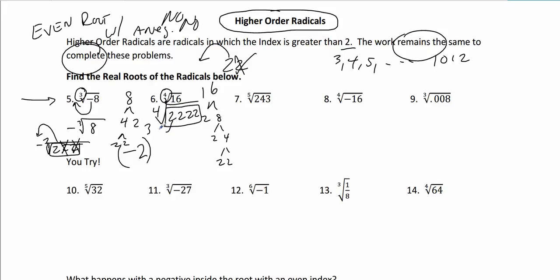So what happens is I take 1 away, and then the other 3 get crossed off, and they're gone. So the fourth root of 16 is just plain 2. That is just a 2. Okay? Number 7 there, 243.